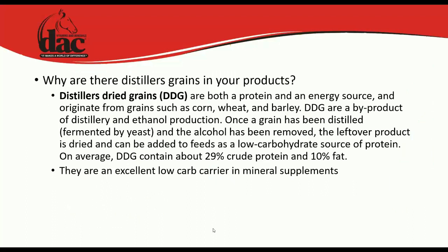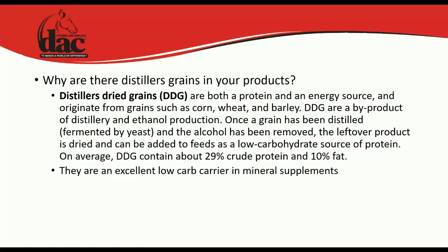I get this one a lot, especially when people are concerned about keeping sugars and starches and grains out of the diet because they've got a horse that's got insulin resistance or metabolic syndrome. Why are there distillers grains in your products? And they focus on the grains. Distillers dried grains, otherwise you can see them abbreviated as DDG sometimes, are both a protein and an energy source. They originate from grains such as corn, wheat, or barley, but they're a byproduct of that distilling or ethanol production.